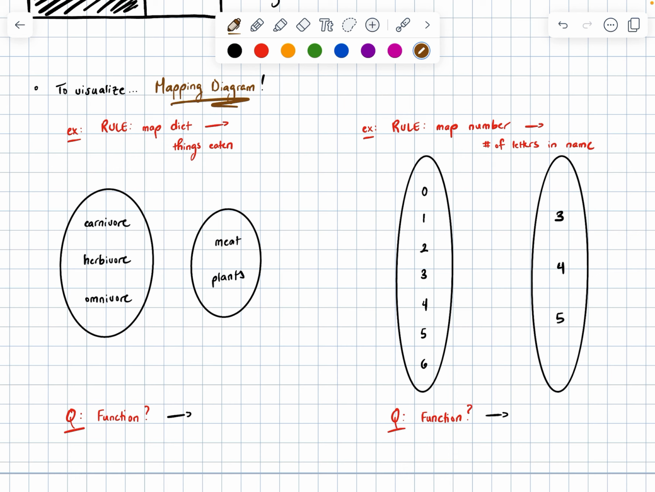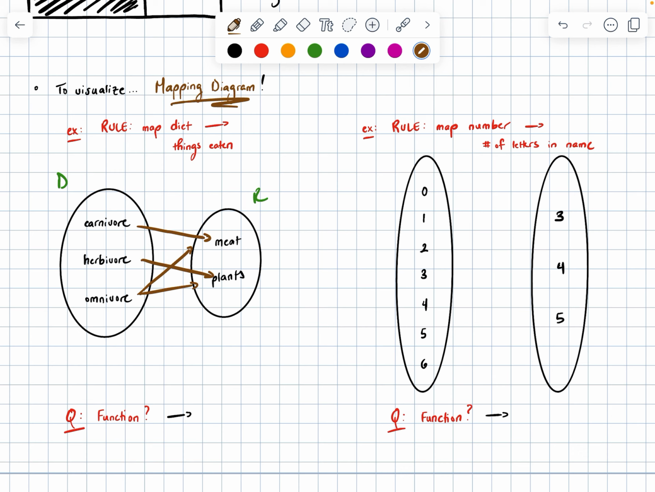For the one on the left, my rule is I'm going to take each of my diets, carnivore, herbivore, and omnivore, and map it to the things that each of those diets would eat. So carnivores eat meat. So in my mapping diagram, I would draw an arrow from the input of carnivore, so here's my domain, to the output of meat in my range. My herbivores, of course, only eat plants, so they're getting an arrow there, but omnivores eat both meat and plants, so I'm going to get an arrow from my input omnivore to both of those outputs.